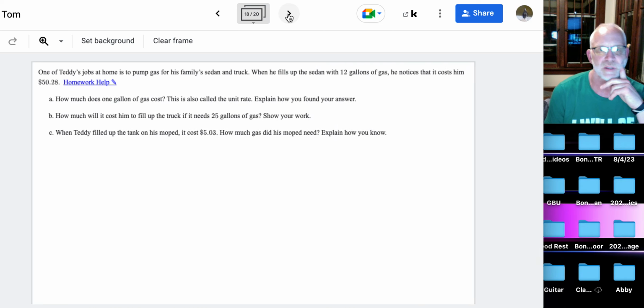well, one of the problems. This is the other homework problem. One of Teddy's jobs at home is to pump gas for his family's sedan and truck. When he fills up with 12 gallons of gas, he notices that it costs him $50.28. So I thought about this ratio.